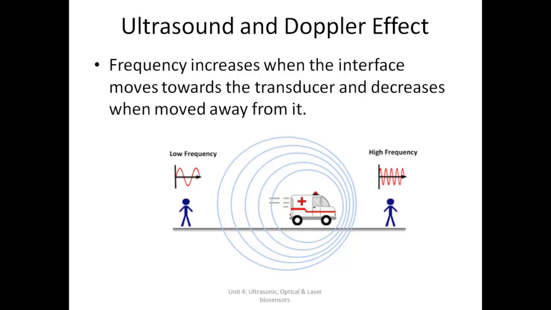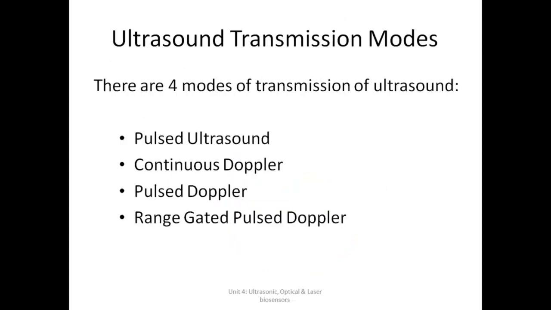You have a transducer which is giving out ultrasound waves, and a striking surface from which the ultrasound is reflected back. If that surface is coming close to you, the frequency will increase. That means the frequency of the reflected wave will be higher compared to the incident wave. But if the surface is going away from you, the frequency of the reflected wave will be lower than the incident wave. This phenomenon is called the Doppler effect.